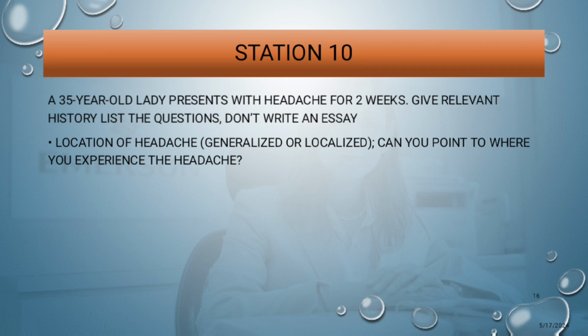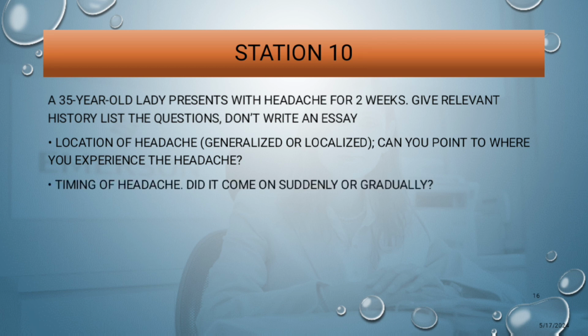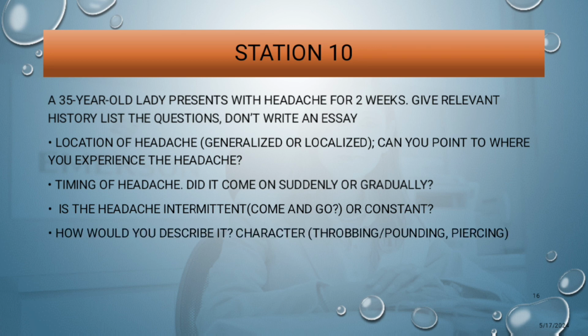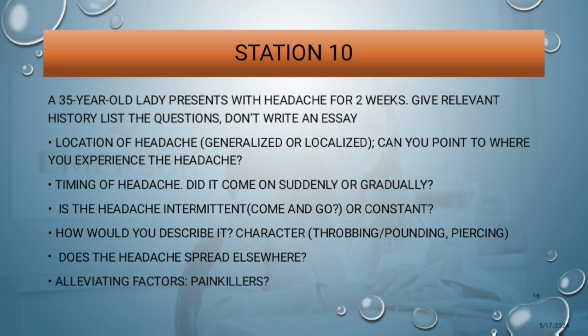So remember, like I said, the demographics, you can start with the demographics, it's okay. Okay. Then timing of headache, did it come suddenly or gradual? Okay. Is the headache intermittent, does it come and go, or is it constant? Now would you describe its character? Is it throbbing, pounding, or piercing? Okay, so whenever you're dealing with pain, whether it's chest pain, it's the same thing. Okay, the next thing you have to ask, does the headache spread elsewhere? Okay, then are there any alleviating factors?